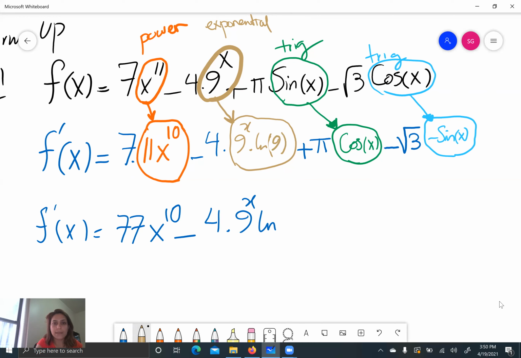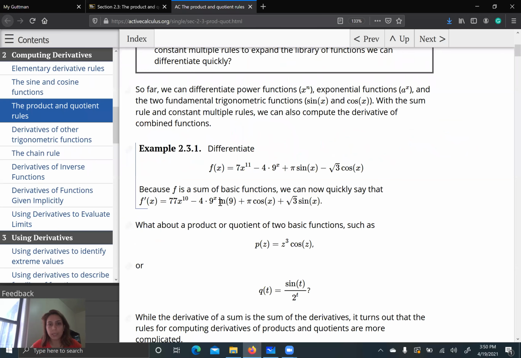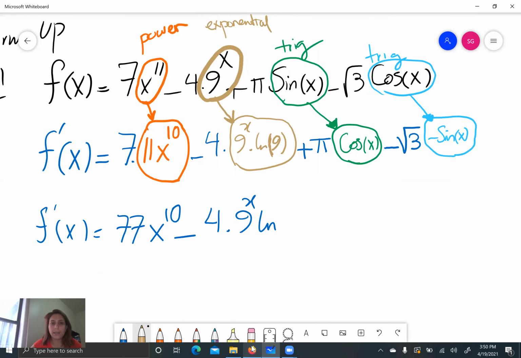I mean, you can simplify natural log of 9, or you can leave it as natural log of 9. Let me see, how did your textbook, did it simplify? No, they leave it as natural log of 9. So I'm going to leave it as the natural log of 9 as well. But if the question asks you to evaluate it, then you use a calculator to evaluate it. But here you can leave it as it is.